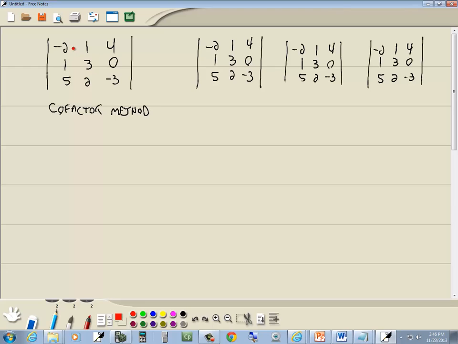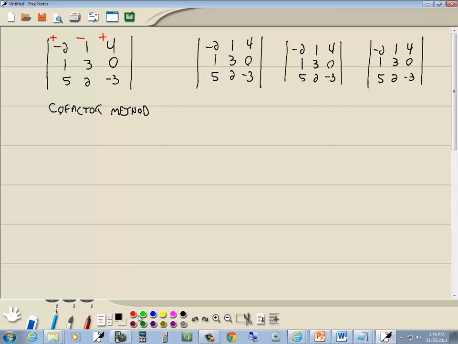I'm always going to pick the first row just to make it simple for us. It doesn't really matter for a 3x3 in my opinion. When you get into 4x4 or 5x5, definitely if you see a row with a lot of zeros, you choose it. Always our first entry up here is positive, no matter what. It doesn't matter what the sign of this number is, this is always positive. Then going across, it alternates. That's positive, so this is negative, and this is positive.